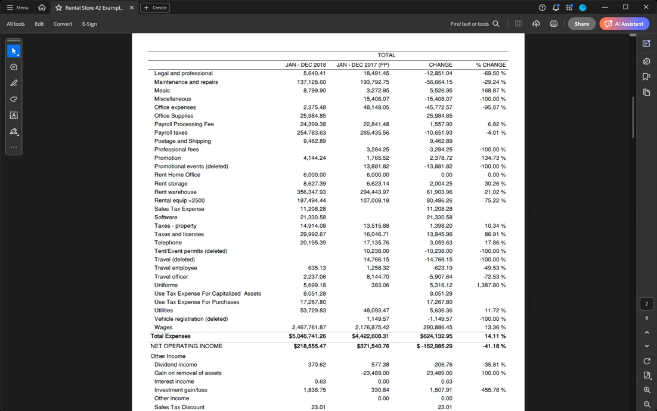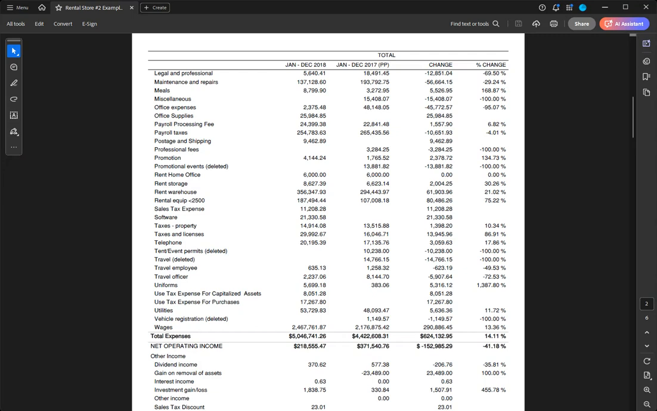So they were definitely in an aggressive buying situation, and that led to higher rental income, but also we've got expenses that go with that. We have some sales tax expense, software, property taxes, taxes on licenses, telephone. Some of these accounts kind of got moved around.